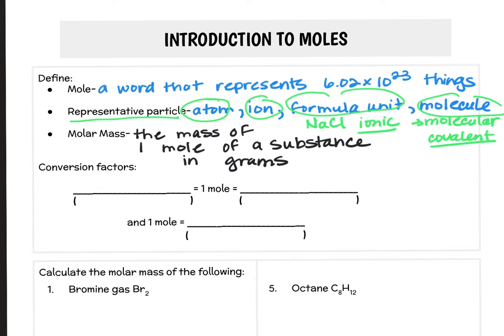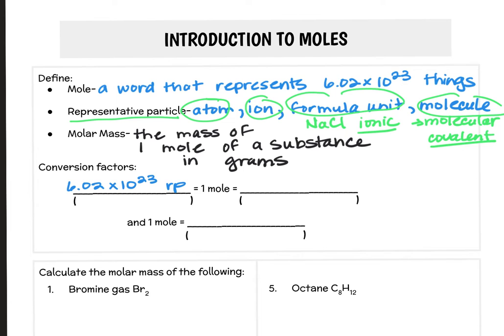And then finally, the definition for molar mass is that it's the mass of 1 mole of a substance, and we measure this in grams. Now there's a couple of conversion factors here that we're definitely going to need to use. So make sure that you write these down, and ideally you're going to memorize them because it's going to make your life so much easier.